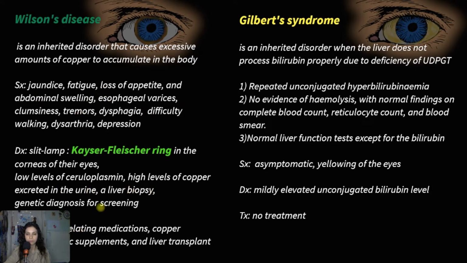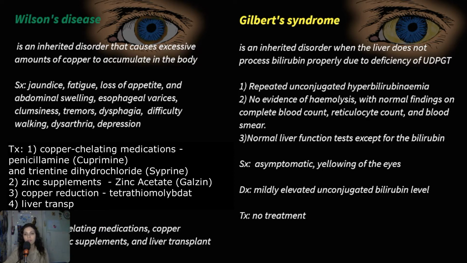if you diagnose it earlier. So it's a genetic diagnosis. For screening, it's very important, and there are medications for treatment. First, to remove copper from the body by urinary excretion, such as penicillamine and trientine dihydrochloride.